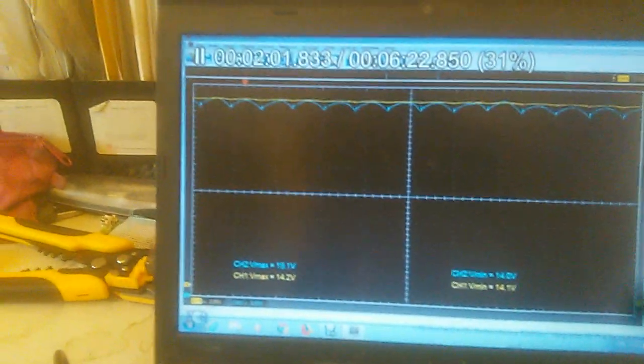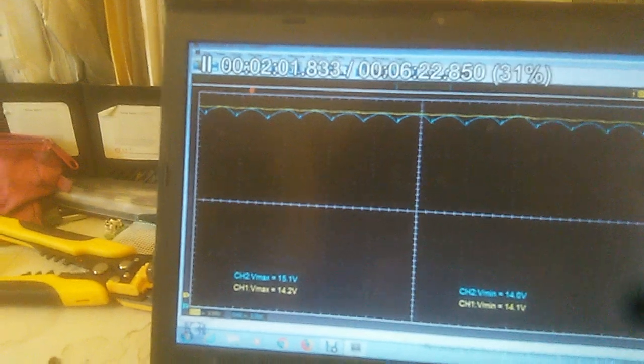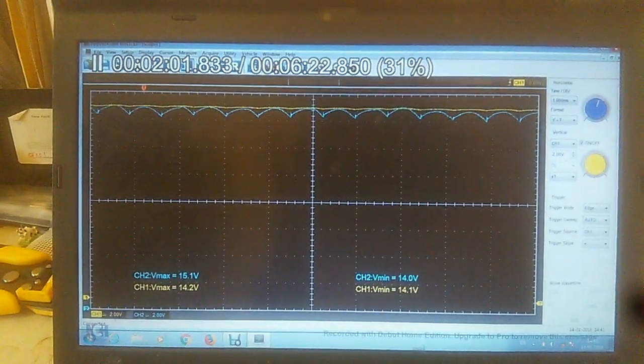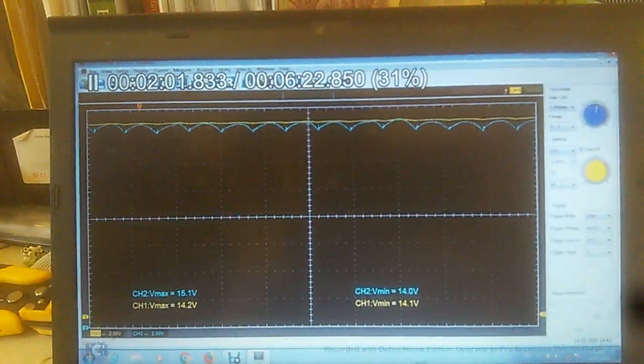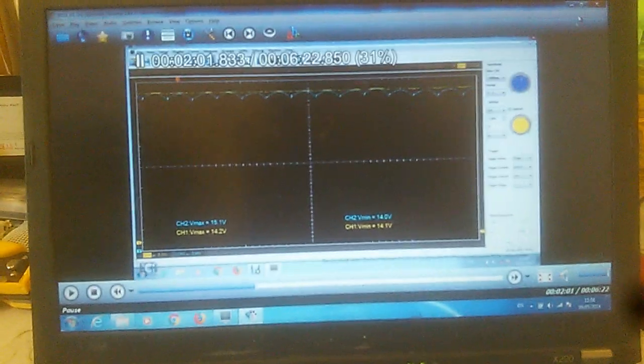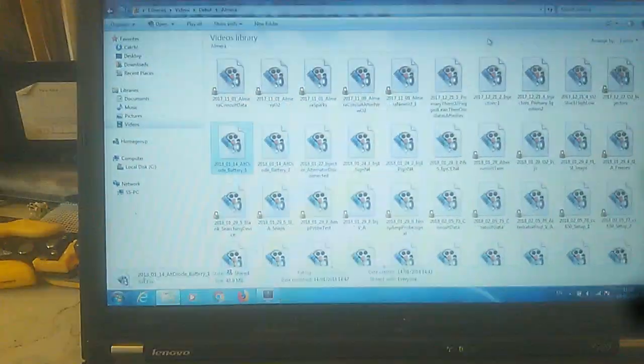Just as a side note, what I'm going to talk about here is how to make your own AC coupling adapter, right? Now, one trick you can do with these Hantecs, let me just bring this up here real quick.